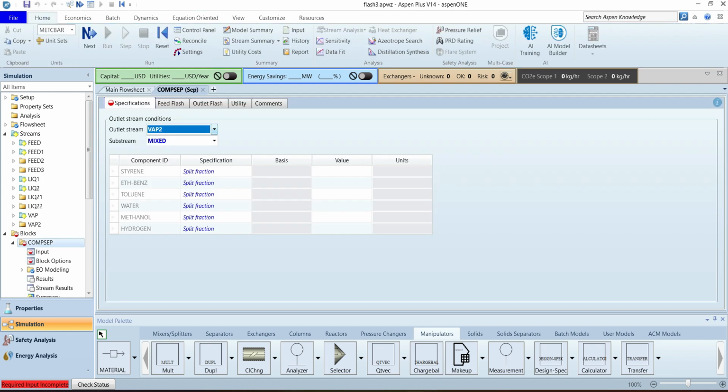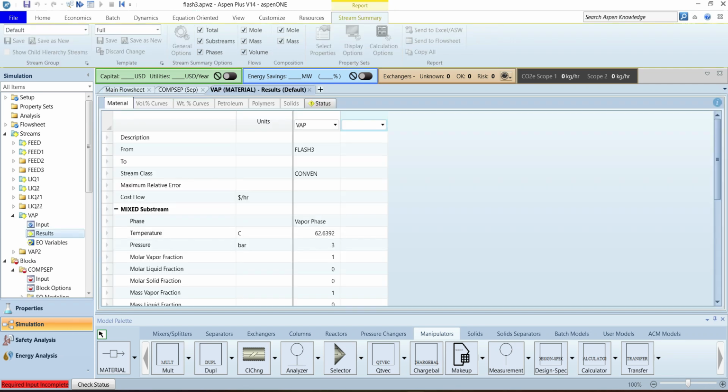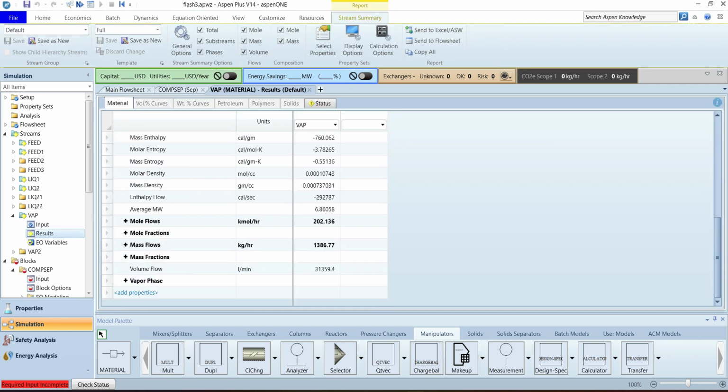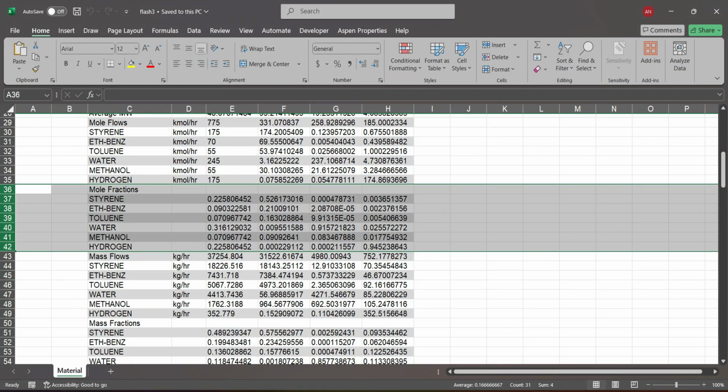Here we need to define the product streams. We have 3 product streams, vapor 2, liquid 2 1 and liquid 2 2, and we can define either the split fractions or the flow rates. We have better information on the flow rates as of now. So let's copy the same flow rates as we have previously. We can copy these values from the same Excel sheet and then paste them in the component separator block.